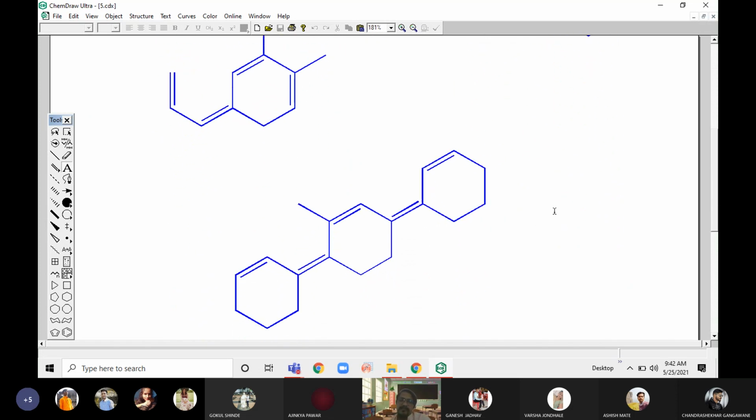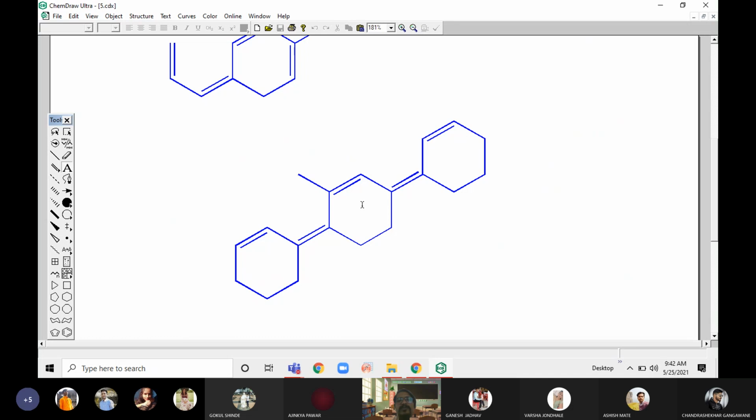Okay, and a few more examples are there. So we'll go for this example now. Same base value, 215 nanometers. No homoannular system is present because two double bonds are not present in one ring anywhere. Next, extended conjugation. This is our diene system.